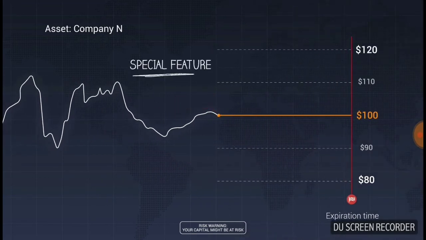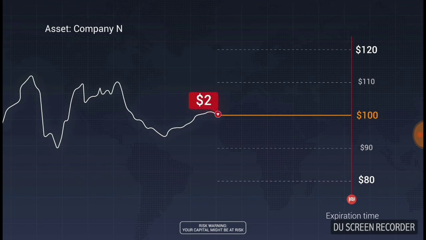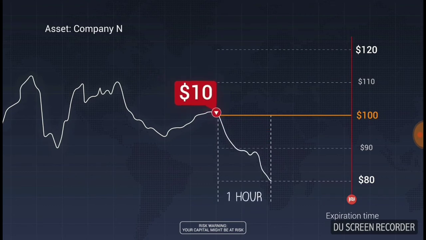A special feature of classic options is that you don't have to wait for the expiration time in order to exercise the option. For example, a trader bought a put option for the same $2, and an hour later the asset price fell to $80. The trader can sell the option whenever he wants, in order to make a profit.